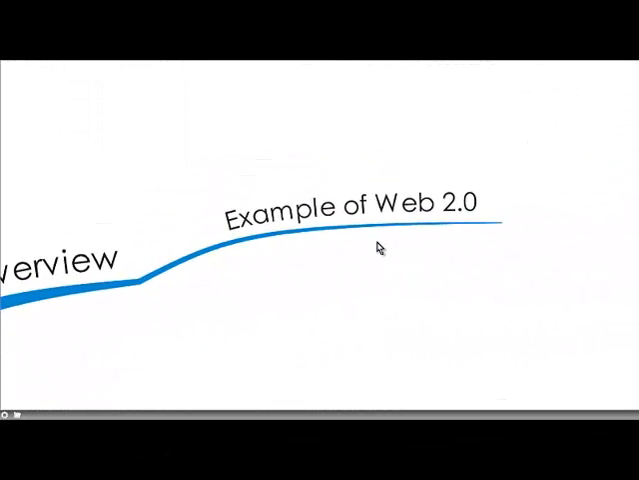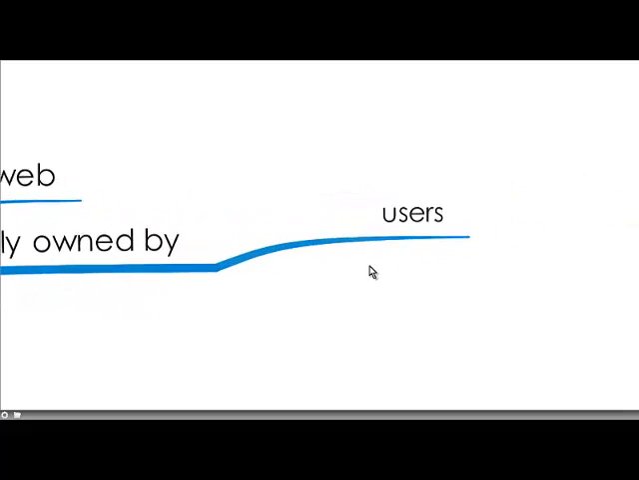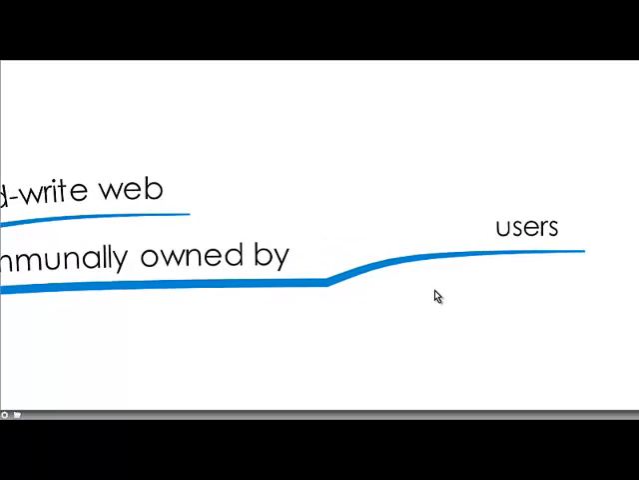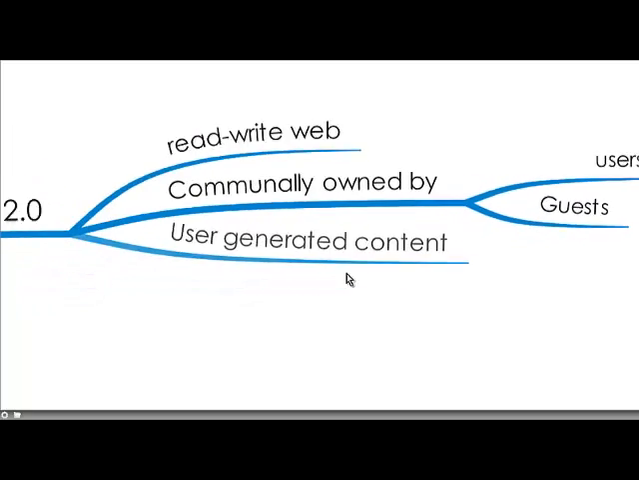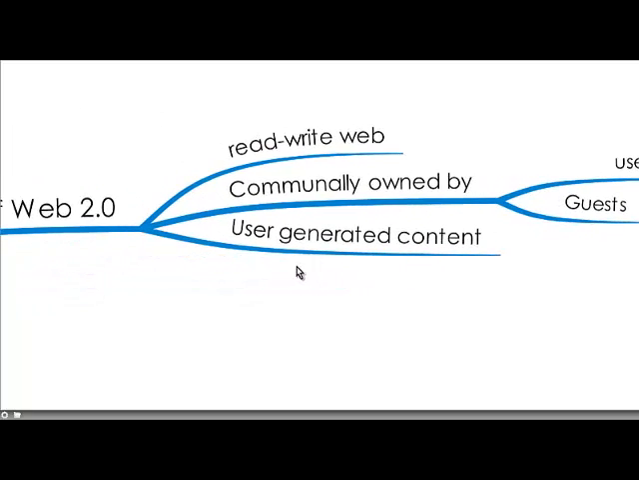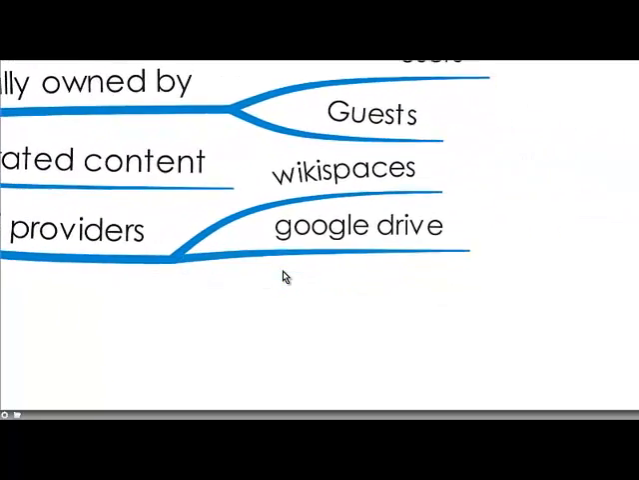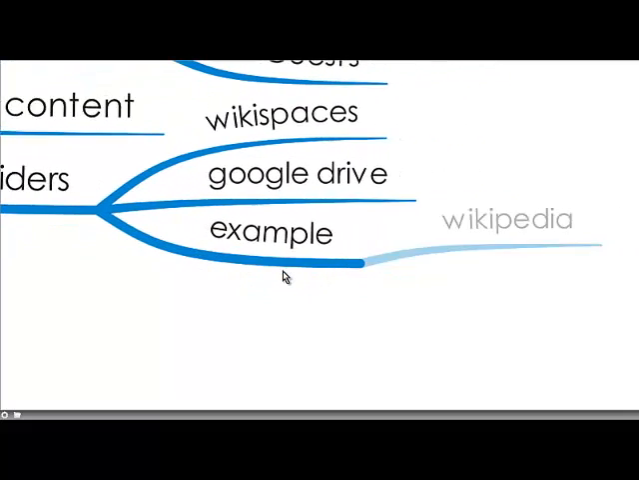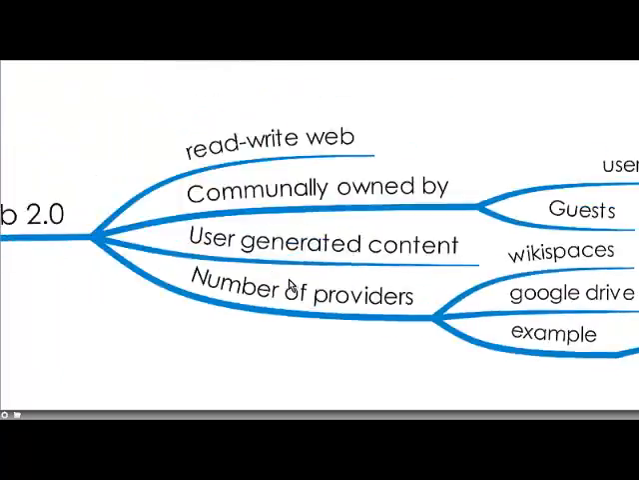So what are the technical aspects? Well, it's an example of Web 2.0, which is read-write web, which is very difficult to say. It's really communally owned by both users and guests if you have the link and it's been shared publicly. It's user-generated content, and there are a number of providers like Wikispaces and Google Drive are some examples. And Wikipedia would be the best example of what's available and the largest wiki on the planet as we speak.